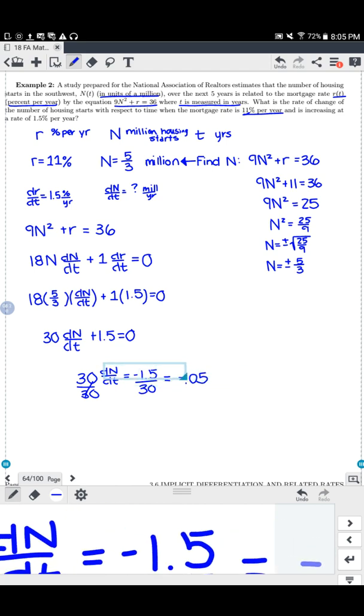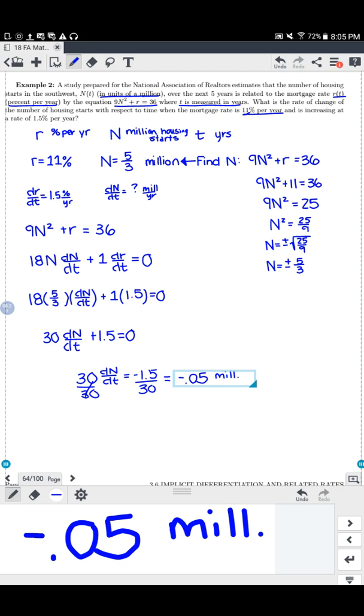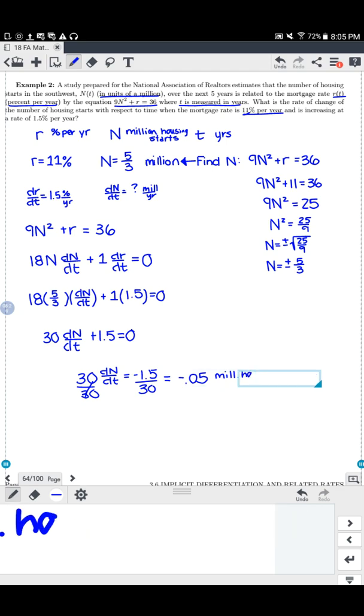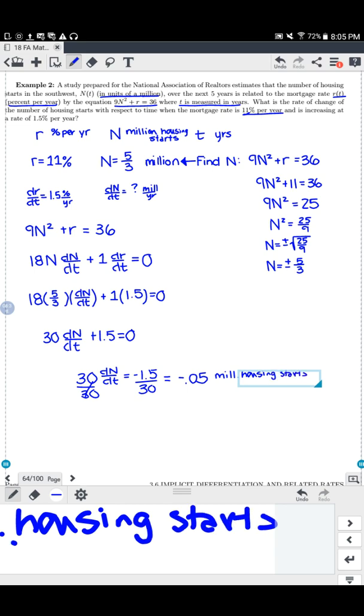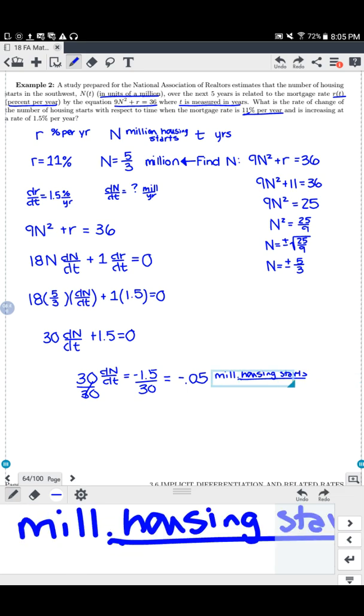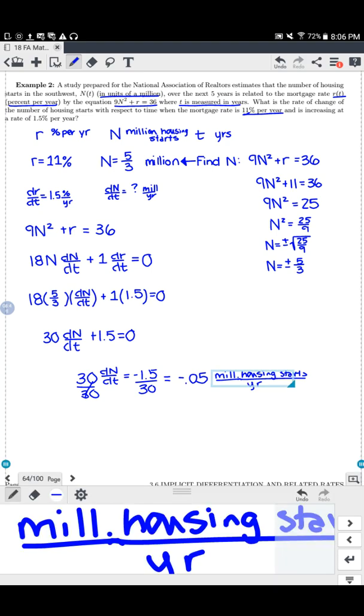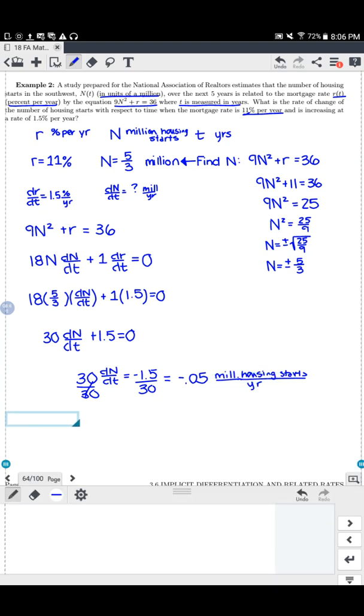So I need the units from n over the units with t. So this is negative 0.05 million housing starts per year, since my units with t is years. So it's changing by negative 0.05 million housing starts per year. So we want to determine what that means. Just write a sentence interpreting this.